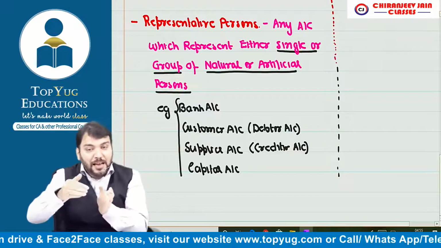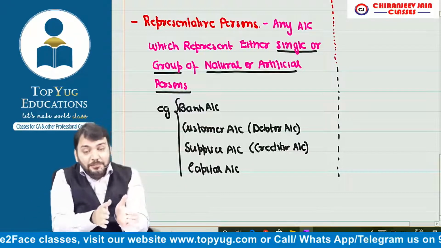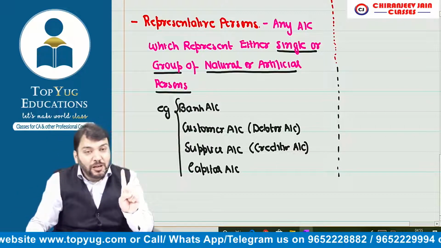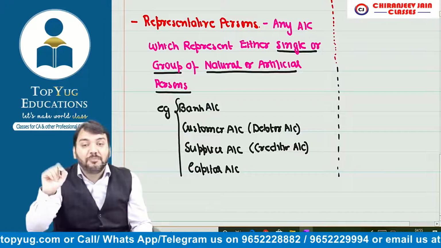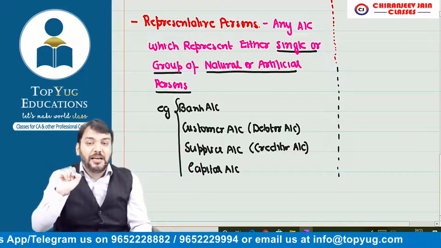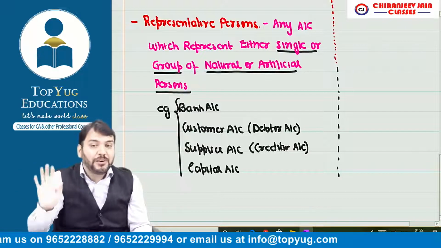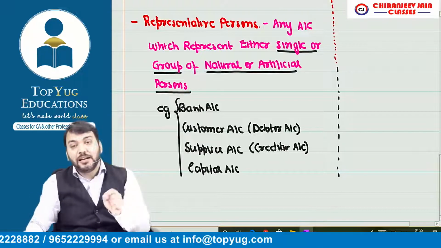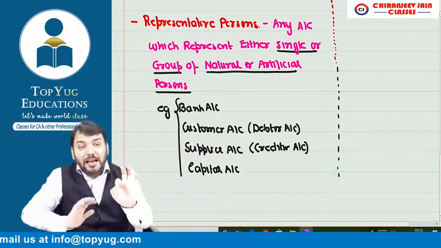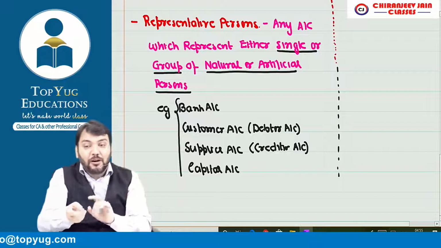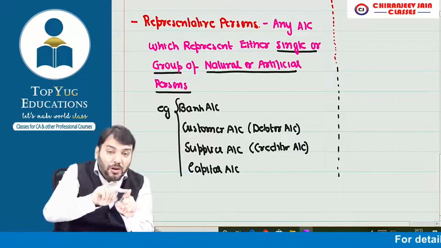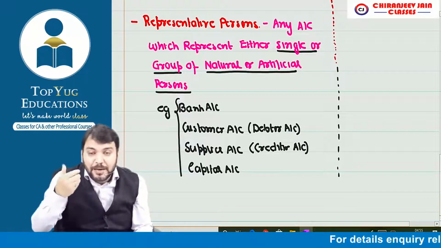Suppose I started my accounting and opened Ram and Company. Ram is the owner. If I open Ram account, it is a natural personal account. If I open Ram and Company account, that is business, which means an artificial person account. But if I do not want to open Ram account and instead write capital account, the capital account will represent the owner. So capital account becomes a representative personal account.